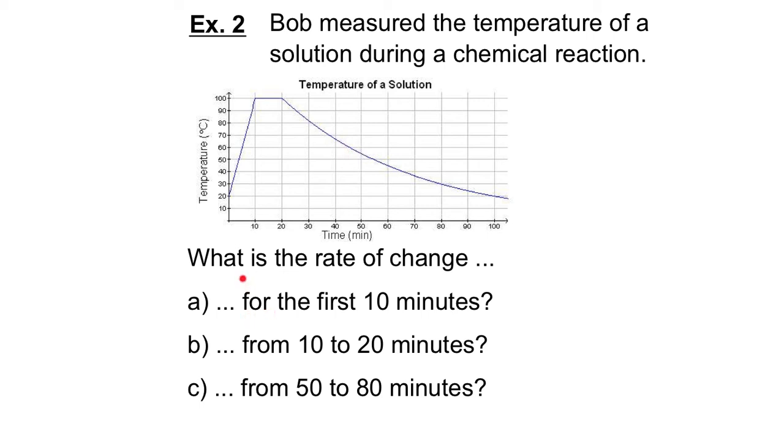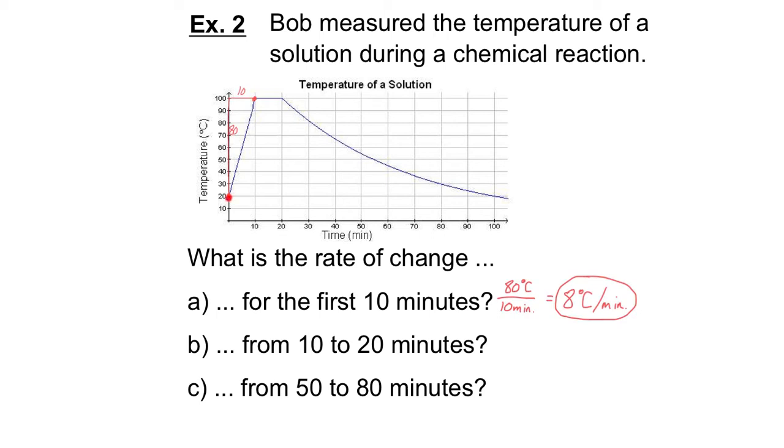Okay, so what is the rate of change for the first 10 minutes? Well, here's the first 10 minutes in here. We're looking at this section of the graph. So we want to know what the rate of change is. Well, rate of change, remember it's that slope, it's the rise over the run. So we're going to figure out what it is in degrees Celsius per minute.